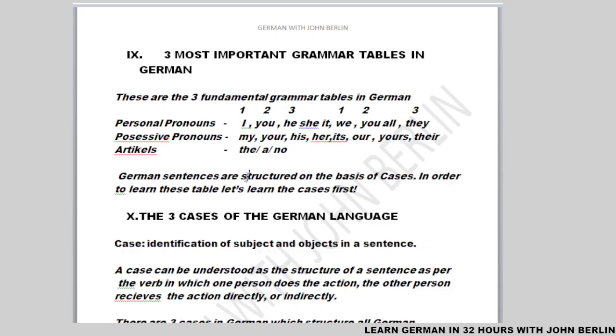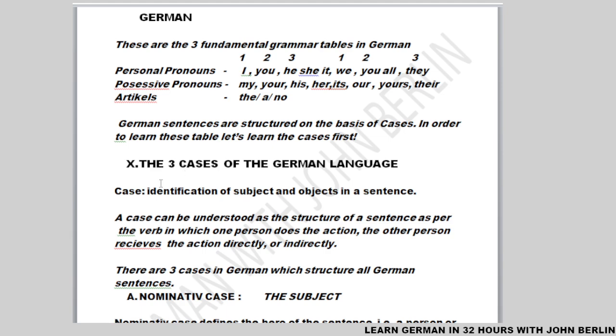Now, to get started with these three important grammar tables, there is a prerequisite. And the requirement is we first need to look into the three cases of the German language. Once we have understood this important concept of cases in German, we'll be ready to get started with our grammar tables. Now, what is a case? Let's find out. Talking about case in layman's language, let's call it the identification of subject and objects in a sentence. Each sentence in whichever language always has subject and objects. In German, to identify them, we categorize them in cases.